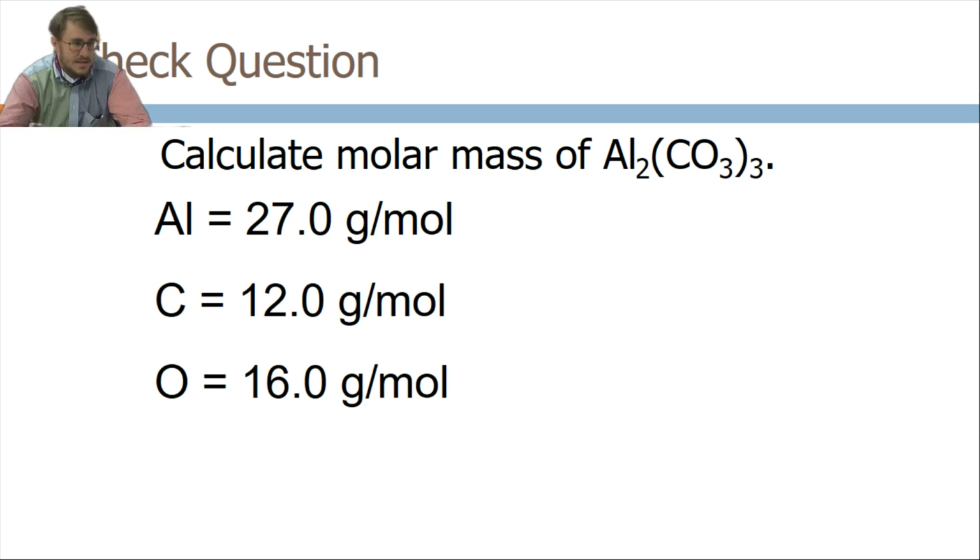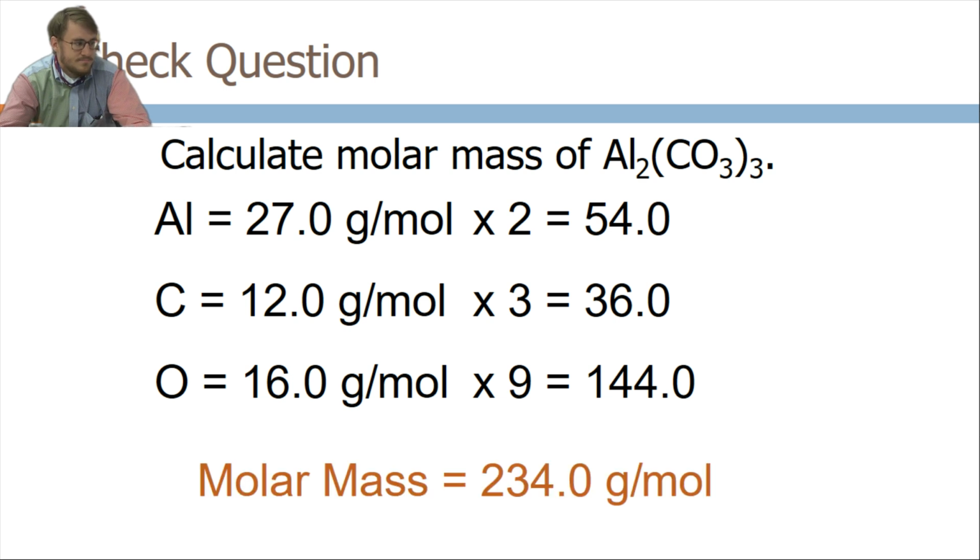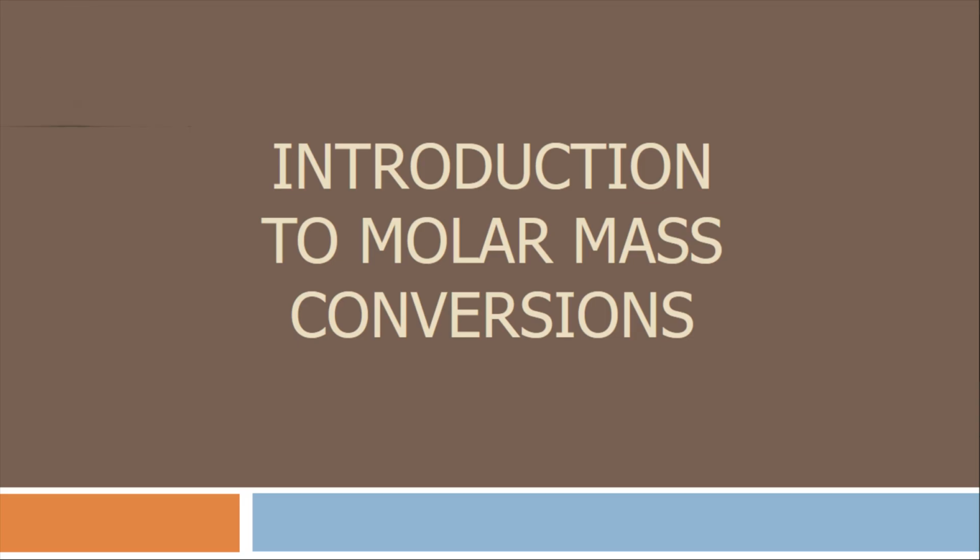And then you find the masses for each. 2 aluminums, 3 carbons, and 9 oxygens. Add them up, 234 grams per mole. Did you get it? Let me know if you have any questions.